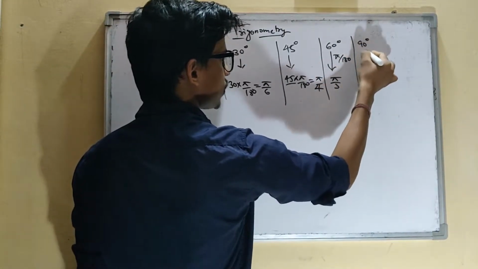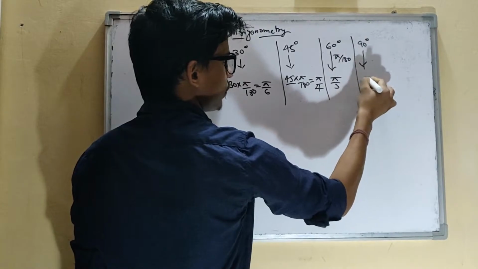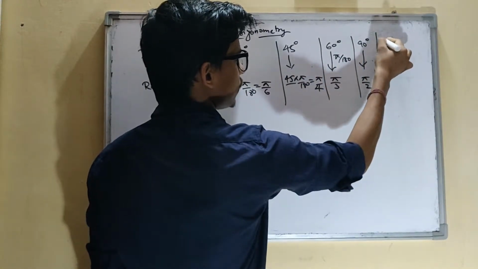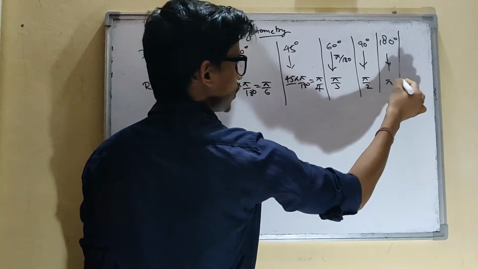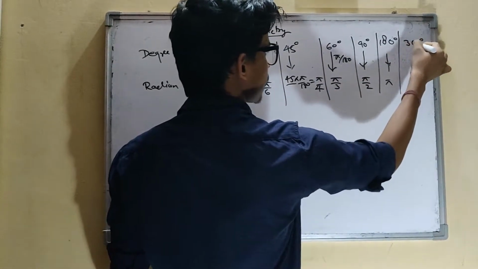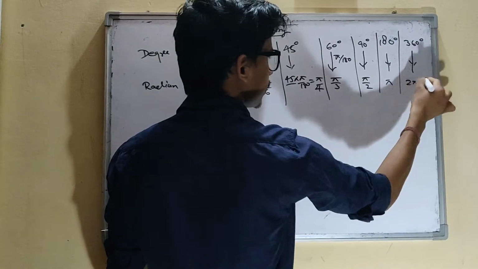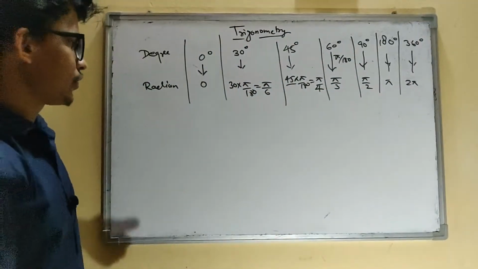90 degree is pi by 2. And 180 degree, you know that 180 degree is pi, and 360 degree is 2 pi. So this is how you can convert it. Okay, so this is very easy.